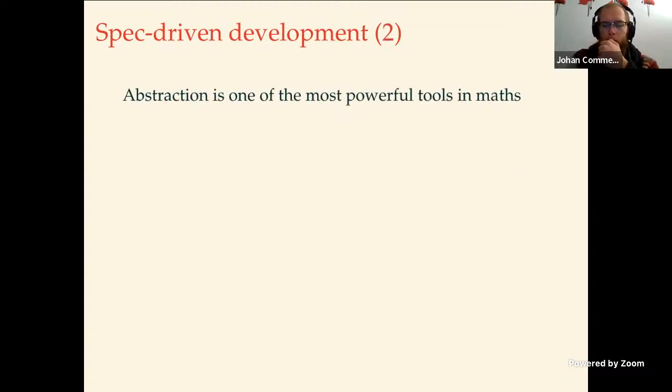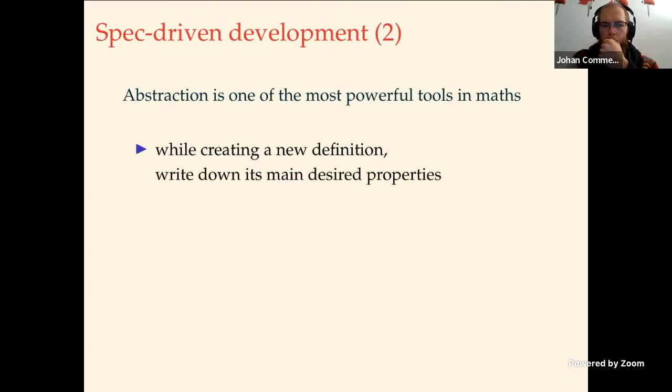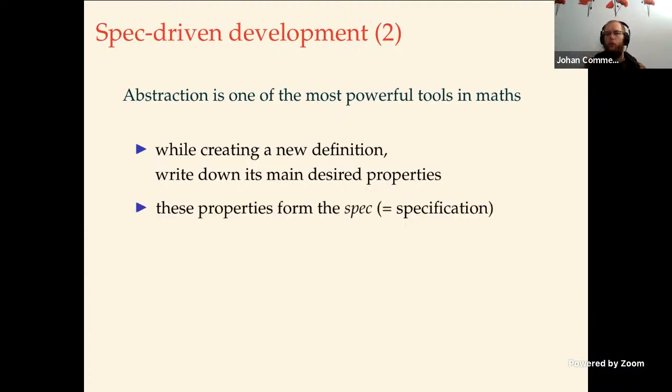So in a bit more detail, when you're creating a new definition, you write down its main desired properties. These properties form the so-called spec, the specification. In computer science lingo, you could also call this the API, the application programming interface. Even if you didn't know the definition, if you know these desired properties, you know how the object behaves and you can work with it. So you don't need to look under the hood.